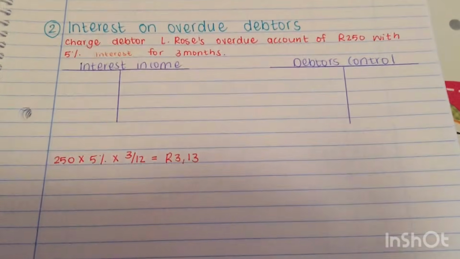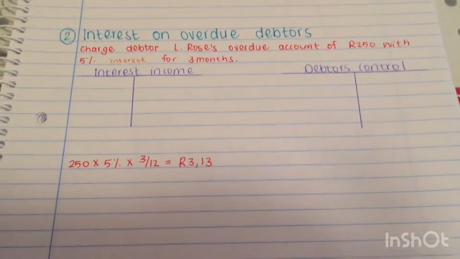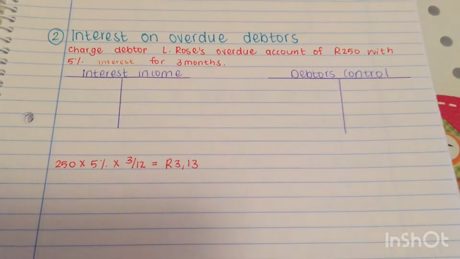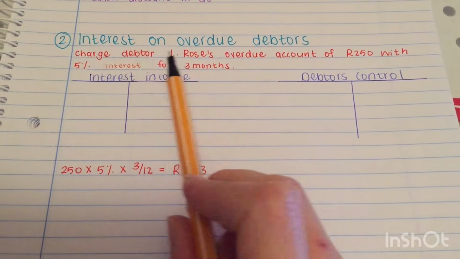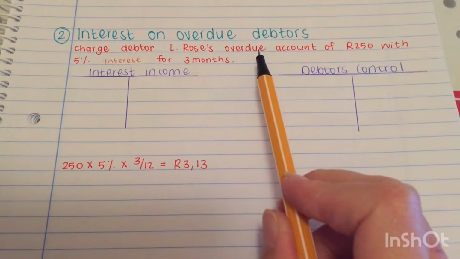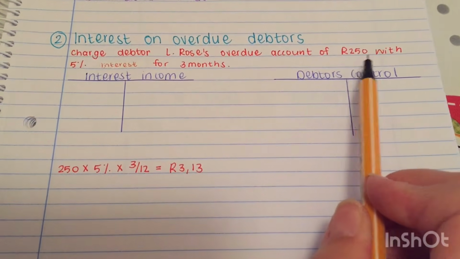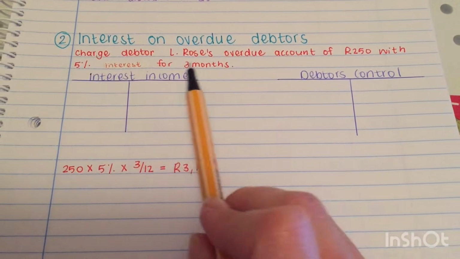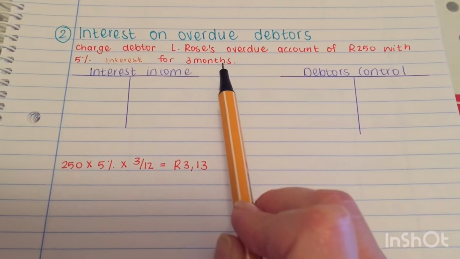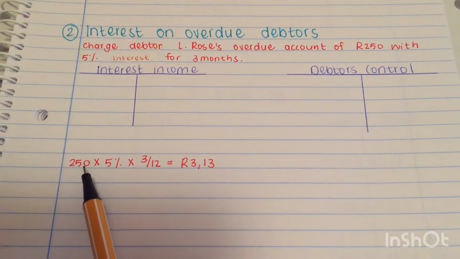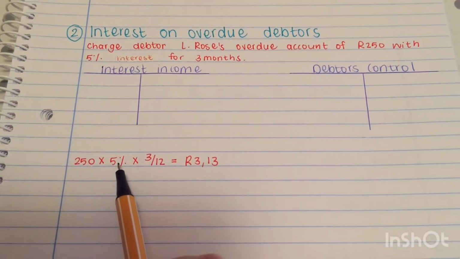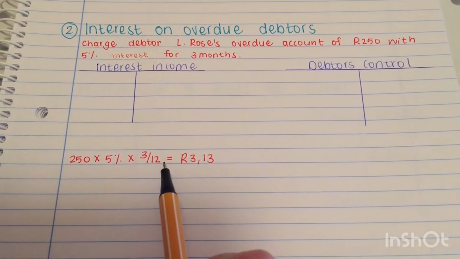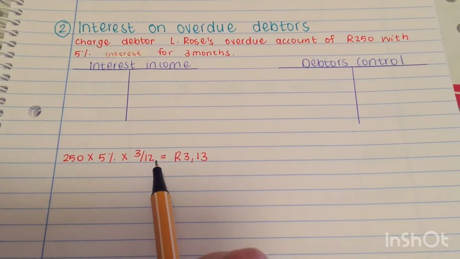Right, so the next type of transaction is when we charge interest on overdue debtors. So I'm going to charge debtor L Rose her overdue account of 250 Rand with 5% interest for 3 months. So she didn't pay me. So here's my calculation, 250 times 5%, and it's only for 3 months that I charge her, okay?